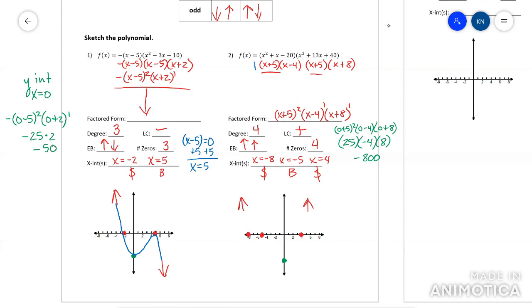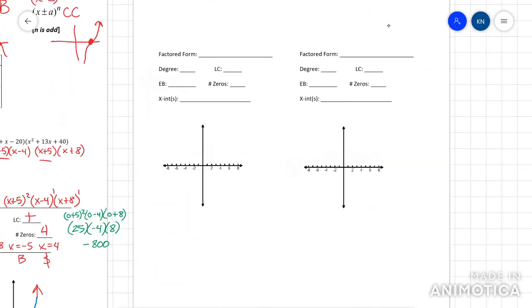All right, now I'm ready to connect the dots. Just pay attention to your bounces or straight throughs. So at -8, that is a straight through. Then at -5, I have to bounce. Then I have to go hit that y-intercept. Then I have to cut through at 4. It's a straight through, and then I'm done. So it would look something like that. Okay, 2 more.